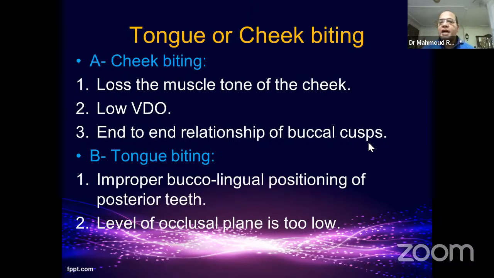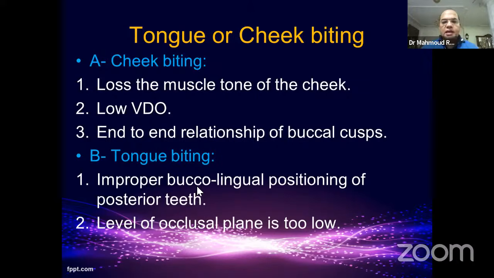End-to-end relationship of buccal cusps: if we made the cusps like this, end-to-end relationship, this will cause the buccal mucosa of the cheeks to be easily entrapped and bitten between the upper and lower teeth. But you can make a cross-bite relationship or a normal cusp to fossa relationship like this. This will prevent cheek biting in your patient.